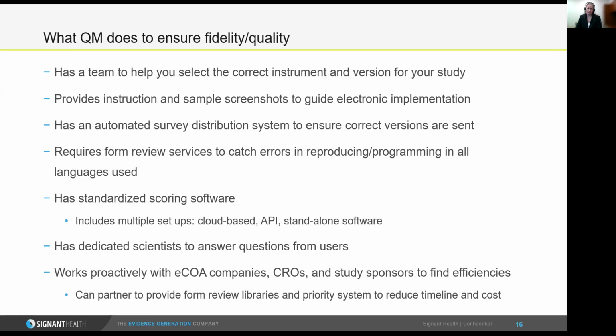Some of that is in our partnership program, where we can work with you to have form review libraries so that you have different programming already set to be used to allow you to skip the form review process, and also setting up communication and prioritization and an API connection.